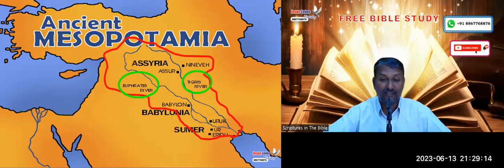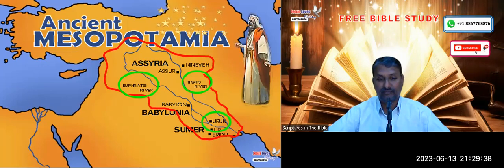Is it Joseph? No, he came from Egypt. Next. Babylon. Okay, I was going to tell. There was a very, very important person who came from Assyria or Babylon. That is Abraham. When God called him, he came from Mesopotamia.